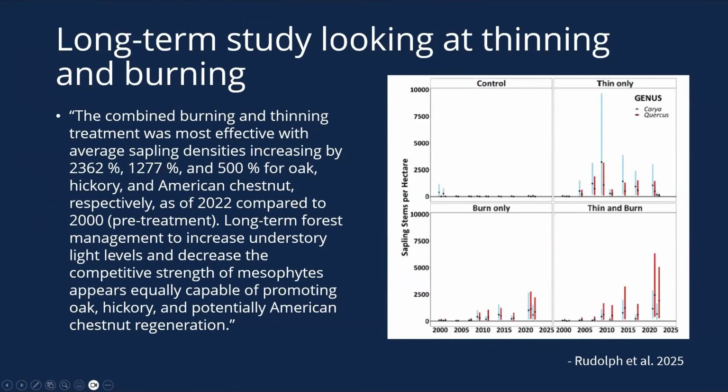All right, then the last study I'll just mention was this long-term study that looked at thinning and burning. So they have control, thin only, burn only, and thin and burn. And so this was repeated burnings over about a 20-year period, and the combined burning and thinning treatment was the most effective, with average sapling densities increasing by over 2,000% for oak and 1,000% for hickories. This one also looked at American chestnut and it also responded really well.